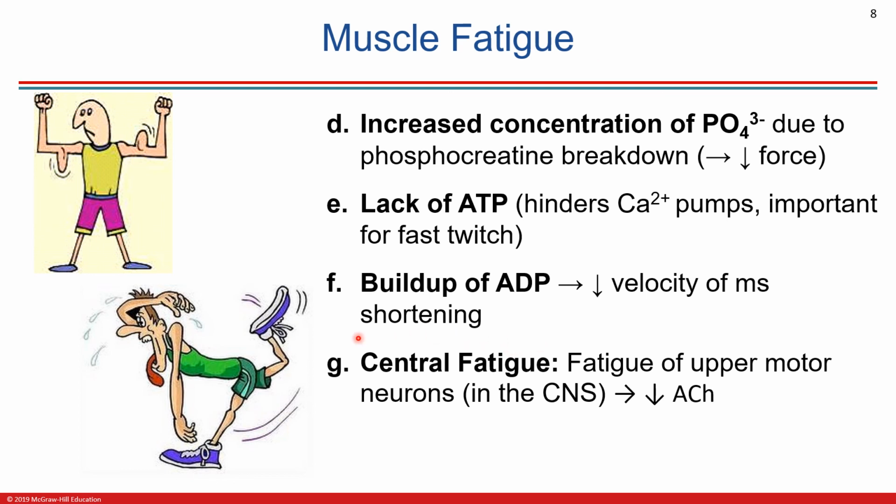The last one is called central fatigue. This is different than everything we've been talking about so far. So far, everything we've been talking about is what we call peripheral fatigue, meaning outside of the central nervous system, it has something to do with the muscle itself. But in central fatigue, it's actually fatigue of that upper motor neuron in the central nervous system, with the ultimate result of producing less acetylcholine at that synaptic junction, at that motor end plate.